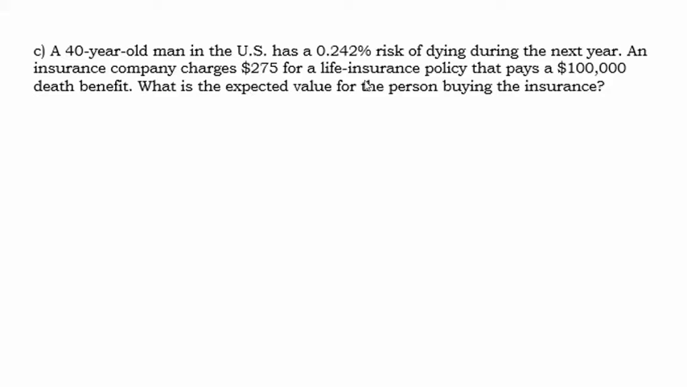Now, this is the expected value from the perspective of the person buying the insurance, not the insurance company. This is a little weird because if the person buying the insurance is the person that's insured and they die, then they don't get the money. But let's pretend it's a wife buying a policy on her husband or vice versa. Let's call it a spouse, to be more inclusive, buying this life insurance policy on a 40-year-old man in the U.S.